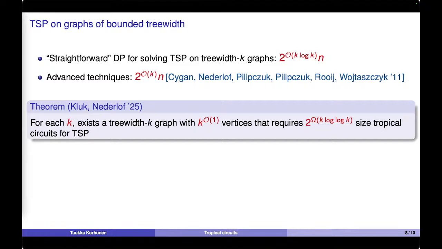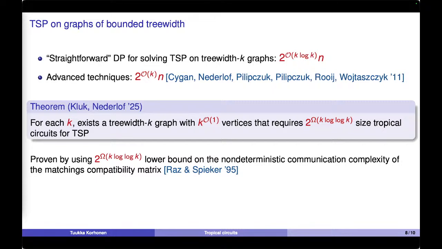And now Kluk and Nederhoff recently managed to prove that if you want to produce a tropical circuit, then you cannot match this algorithm. So you have this lower bound of exponential in K log K. It doesn't match this one, but it at least excludes this. And this is not a result for all graphs, but there exists some tree with K graph for which we have this.